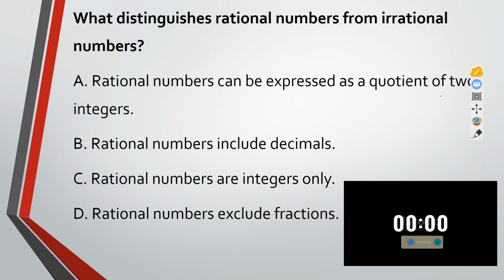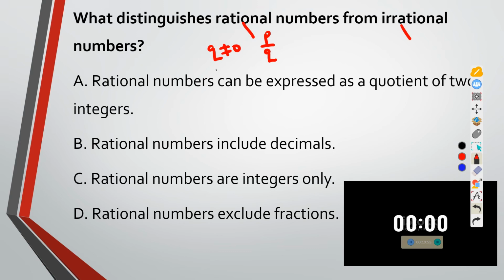What distinguishes rational numbers from irrational numbers? Basically, rational numbers are distinguished from irrational numbers precisely by their algebraic form. They can be written as a quotient of two integers, p divided by q, provided q is not equal to 0. However, irrational numbers cannot be written in this form. They cannot be written as a quotient of two integers.